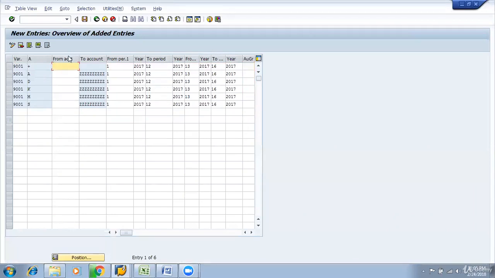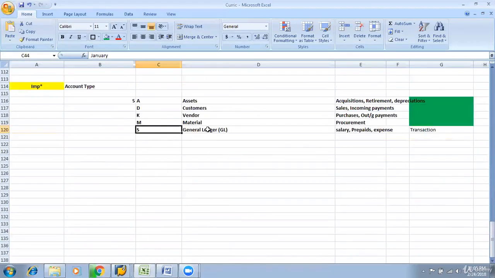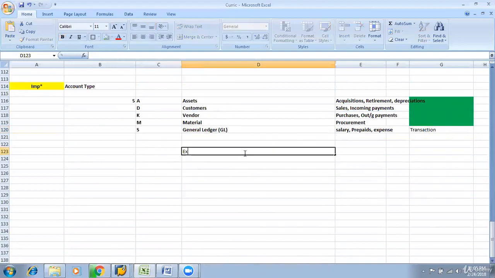Come back to these fields from account and to account, which I skipped earlier. From account means, let's take an example of this. What does S stand for? S stands for a GL, as I already discussed in the account types. S stands for General Ledger, basic GL. I have a few expense accounts such as salary account, then rent account, rent expense account, and so on.